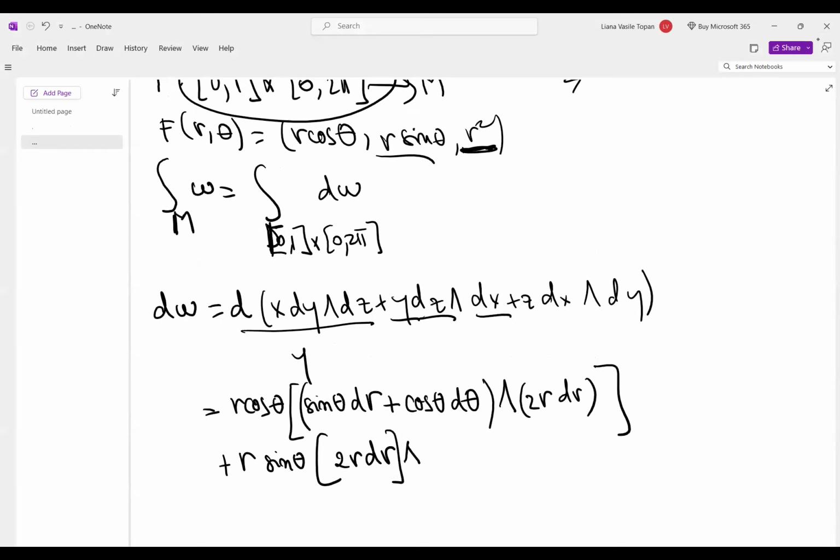Cosine of theta, wedge dz, which is, z is r squared, so this is 2r dr, plus I finished the first one, plus here y, which is r sine of theta, dz, this means 2r dr, wedge dx, this is x, so the derivative with respect to r is cosine of theta dr, the derivative with respect to theta is minus r sine of theta d theta.